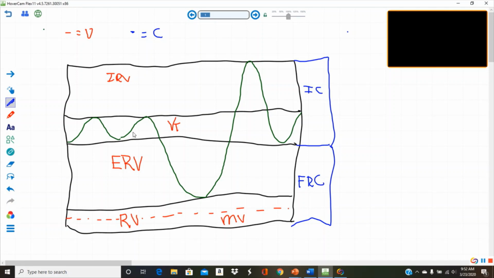It's after I've exhaled a normal exhalation, it's the amount of air left, including the amount of air I can move and theoretically could move. So it's all of this, okay?